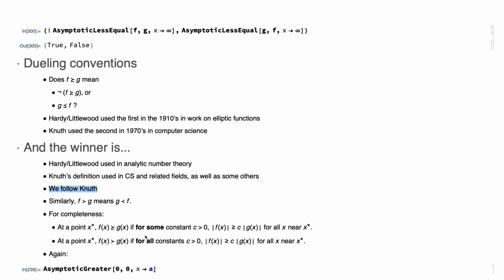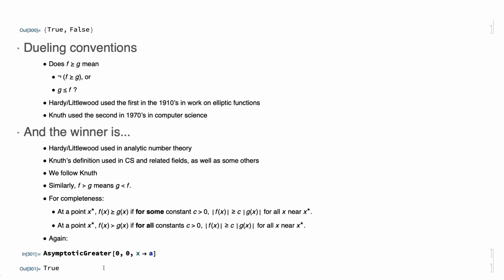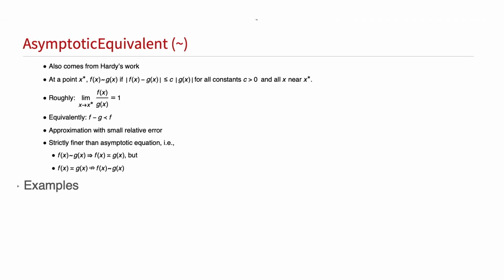And so the winner is, well, analytic number theorists continue to do what they do and use Hardy and Littlewood's definition or some friends thereof, because there are actually 4 different omegas in analytic number theory. Knuth's definition is used in CS and related fields, probably some others. So we follow Knuth. Similarly, f is greater than or equal to g means g is less than or equal to f. So for completeness, the definitions are exactly parallel. The only difference is we've replaced the less than or equal to with a greater than or equal to in our definition. And again, 0 is greater than or equal to 0.